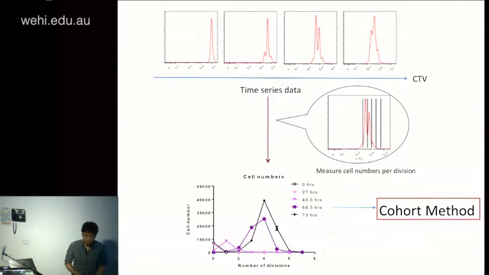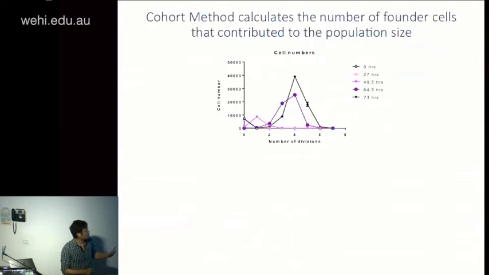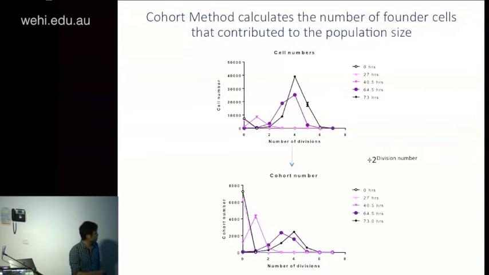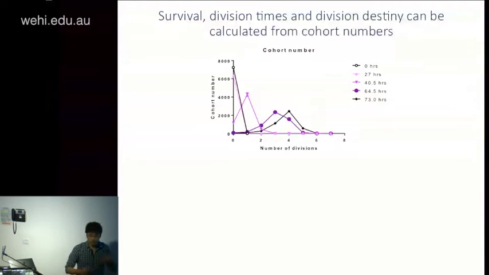So what is the Cohort Method? The Cohort Method aims to basically correct for the effect of cell expansion. As you know, when one cell divides, it becomes 2, 2 becomes 4, 4 becomes 8, and 8 becomes 16. So we try to correct this by dividing the cells in each division by 2 to the power division number, and we get the cohort number. And cohort number refers to the number of founder cells that contribute to the population that we get. So with this cohort number, we can extract various information.